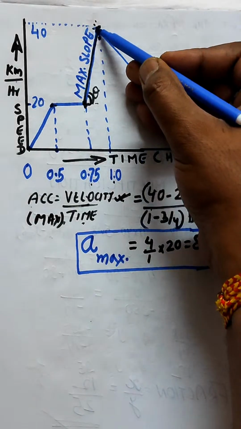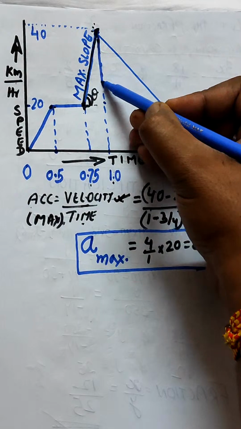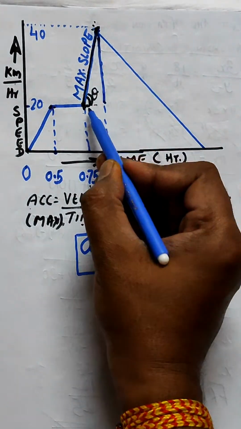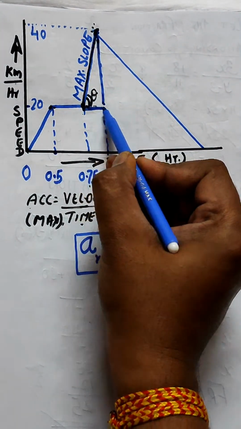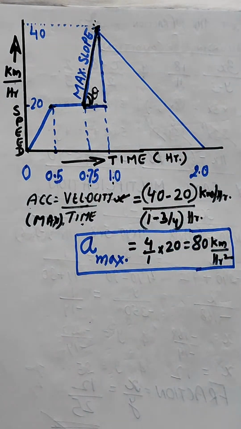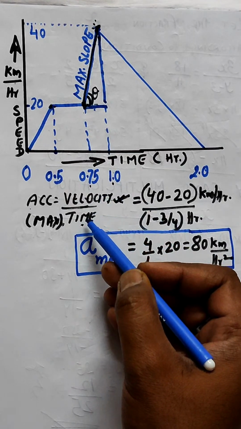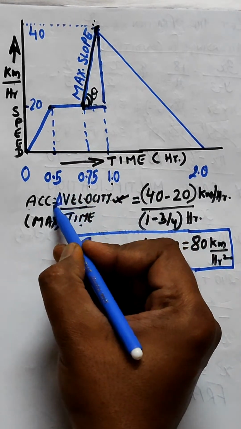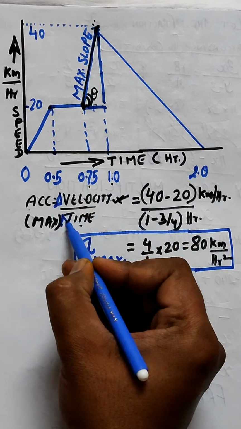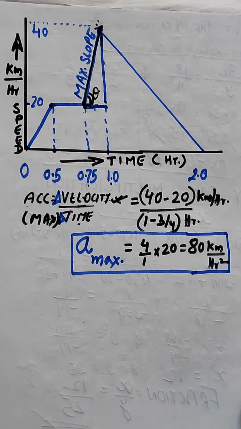That means this value 40 minus 20, divided by this value of time, right? This will give you the maximum acceleration, right? Change in velocity by change in time. That is delta. Here you can see delta, delta, right? Now what we need to calculate?